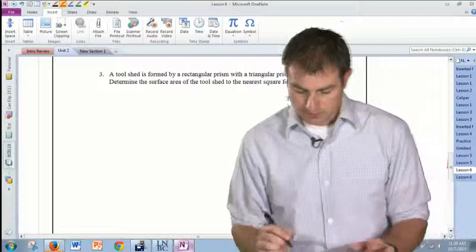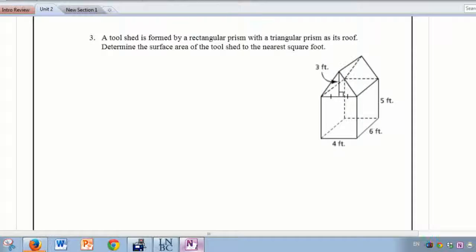Tool shed. Formed by a rectangular prism with a triangular prism as its roof. Determine the surface area of the tool shed to the nearest square foot. Now, there is nothing wrong with establishing what shapes you have and just finding the area of them. You know how to find the area of a rectangle, you know how to find the area of a triangle, and you're just going to add them all together.